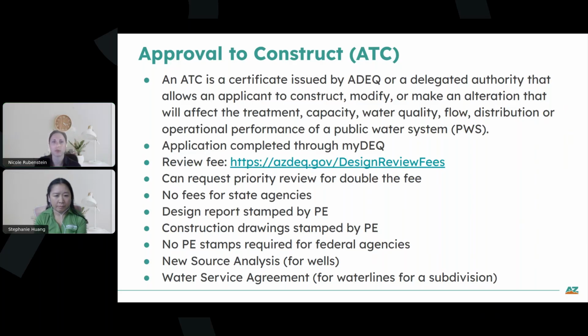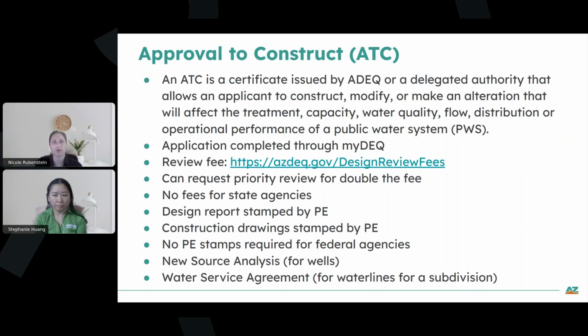There are different review fees associated with the ATC permit. It's based on what component and the sizing. So I've included a link for where those design fees are listed so you can check and see exactly what the cost would be for whatever component you're submitting an ATC application for.